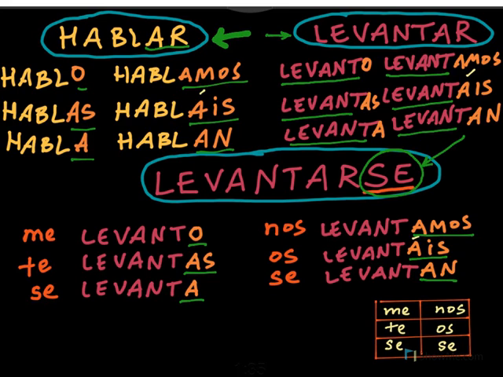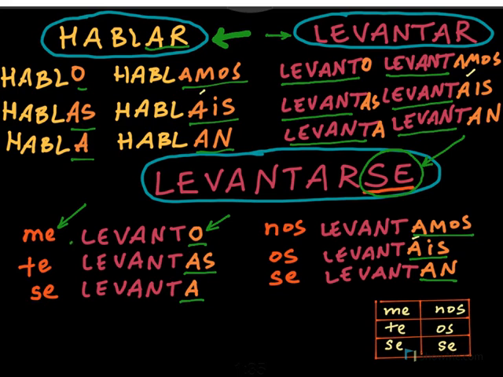What do you need to do with it? You need to change it accordingly to the subject. This is levanto, it means I get up. Remember, if it's reflexive, you have only one choice here. Me. Why is it me? Because it is myself. If it is reflexive, it will be I get myself up, or I get up in English.